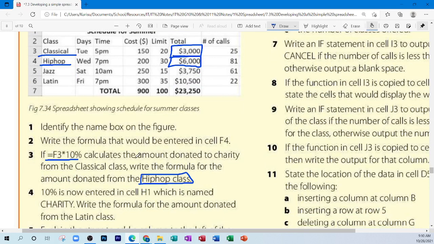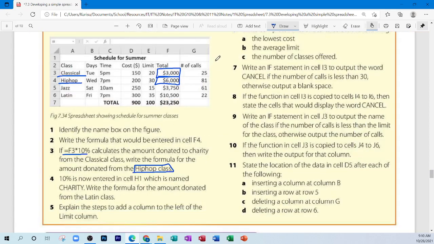Question number 4. 10% is now entered in cell H1. So we don't have it on the screen, but it should be around here, 10%. Which is named charity, so it has a name. Write the formula for the amount donated from the Latin class. Darren? Sir, F6 times charity. Asterisk charity. Good, that's correct. So why not F6 times H1? Anyone could answer.